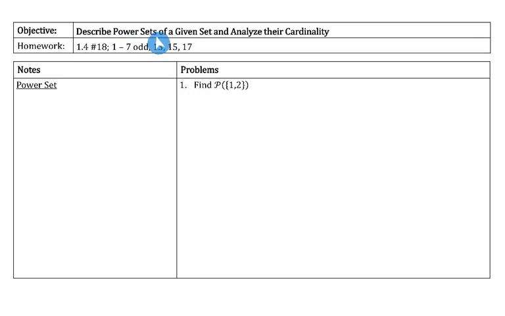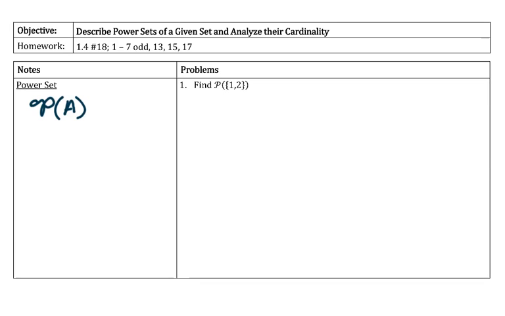Here we're going to talk about how to describe power sets of a given set and analyze their cardinality. So power sets sound like a very cool, complicated thing. And while they are very cool, they are not too complicated. They are the power set of A, which is written as script P, which is the closest I can get in my computer is this symbol. You'll see a little bit more fancy script in your textbook.